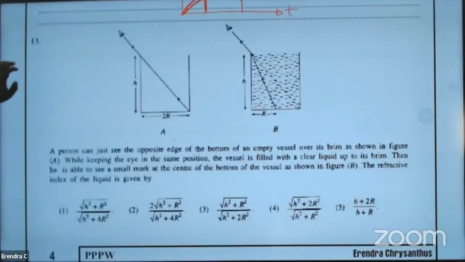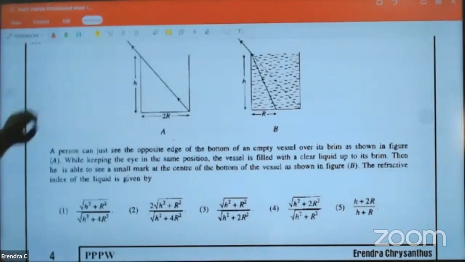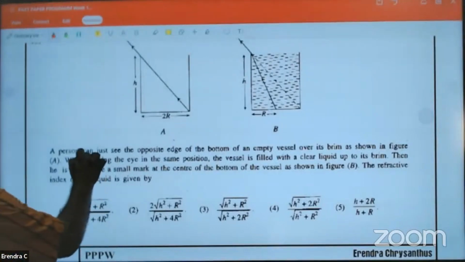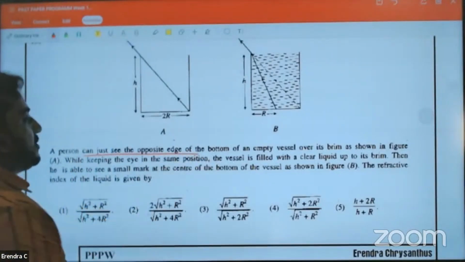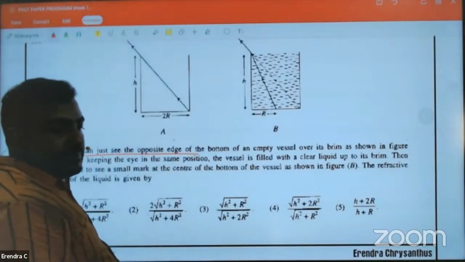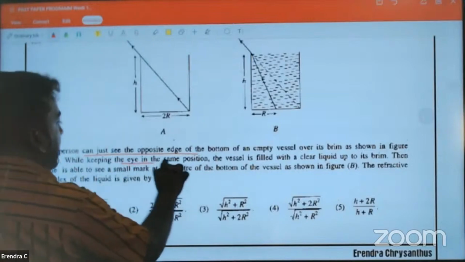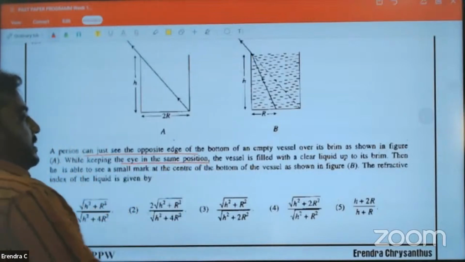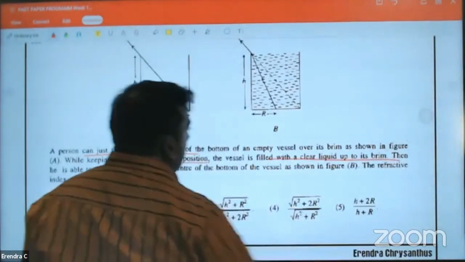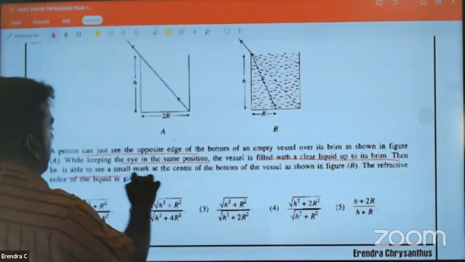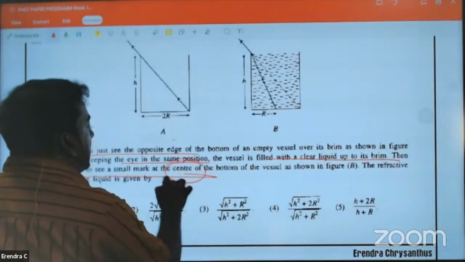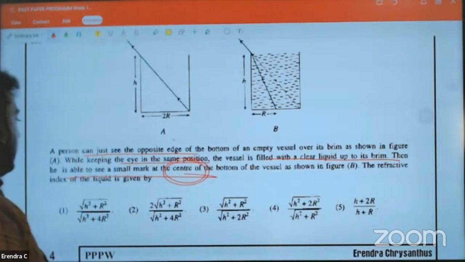This one. Right. A person can just see the opposite edge of the bottom of an empty vessel, as shown in the figure, while keeping the eye in the same position. The vessel is filled with a clear liquid up to the brim. Then he is able to see a small mark at the center. The refractive index. Now be careful.